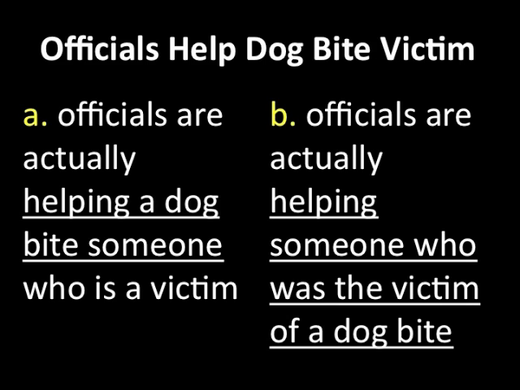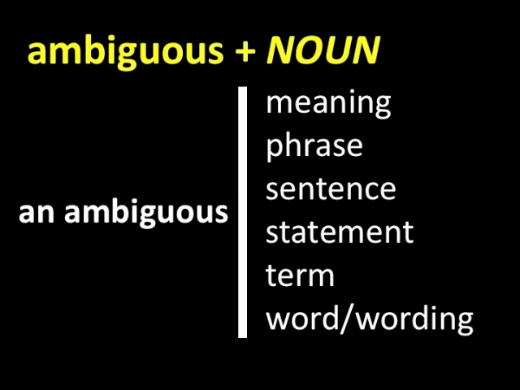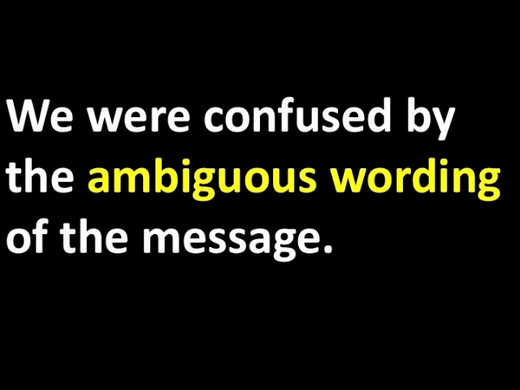Thanks for your explanation. So, in the dog bite example, the meaning is highly ambiguous. What other nouns can we use with ambiguous? Well, we can say an ambiguous meaning, an ambiguous phrase, an ambiguous sentence, an ambiguous statement, an ambiguous term, an ambiguous word, and an ambiguous wording. Ambiguous wording. It basically means that the word used is confusing or not clear. For example, number 3, we were confused by the ambiguous wording of the message.